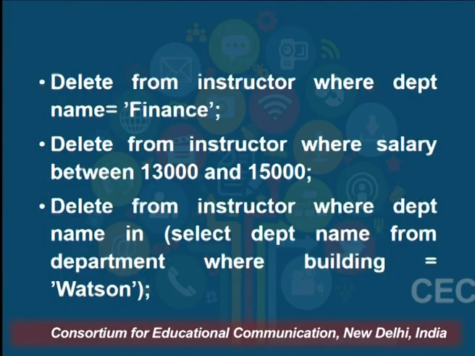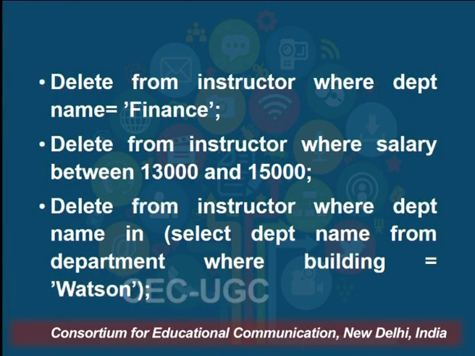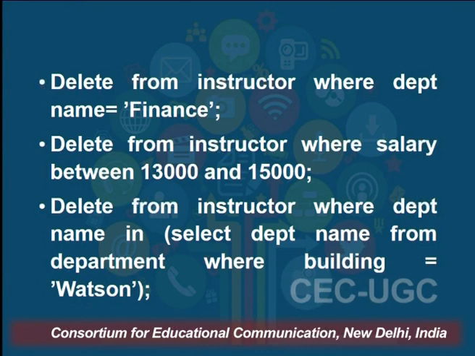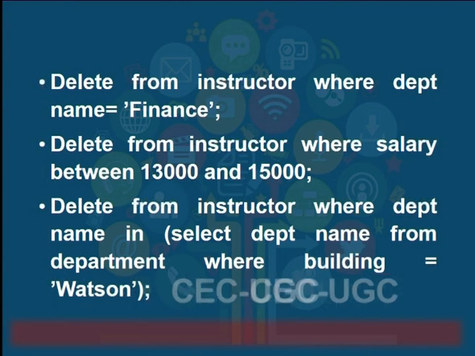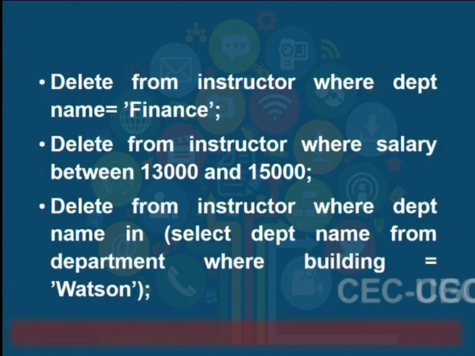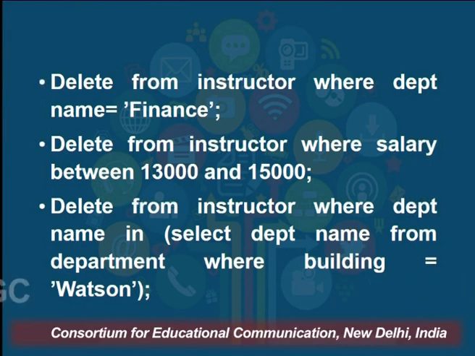So delete from instructor where department name is equal to finance. The interpretation is very simple. All those tuples from the instructor will be deleted where the department name is equal to finance. Then delete from instructor where salary between 13,000 and 15,000. So whatever the salary figures are, if there is a salary figure between 13,000 and 15,000, that particular tuple will be deleted from instructor.